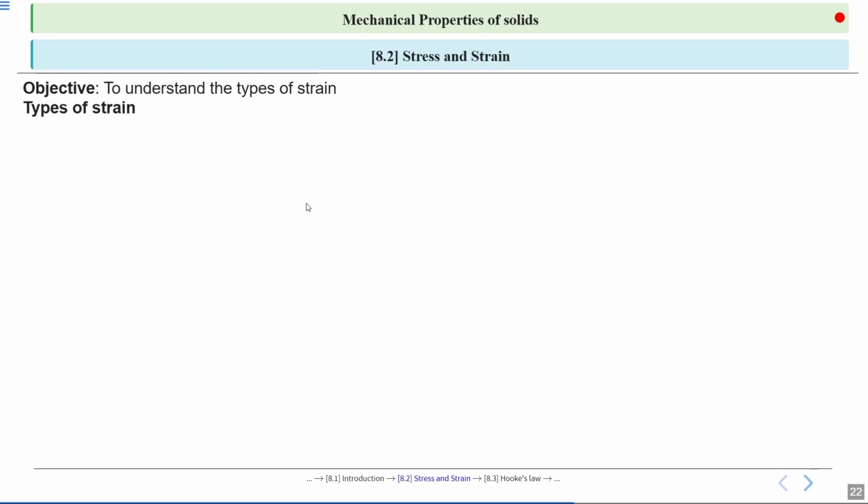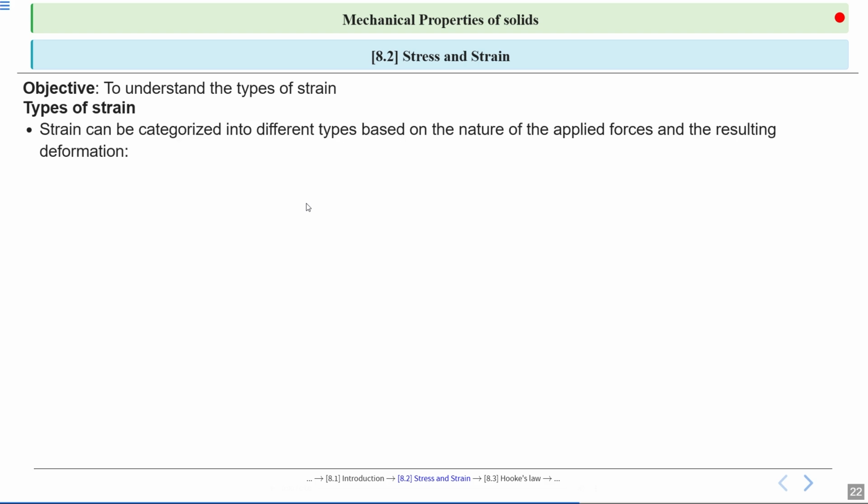So, let's start by identifying the types of strain. Strain can be categorized based on how forces are applied and how the material deforms. So here, we know already strain can be categorized into different types based on the nature of the applied force and resulting deformation. The first, longitudinal strain. Longitudinal strain occurs when a material changes its length due to applied force. It's important to recognize this type of strain because it directly affects the dimensions of objects.